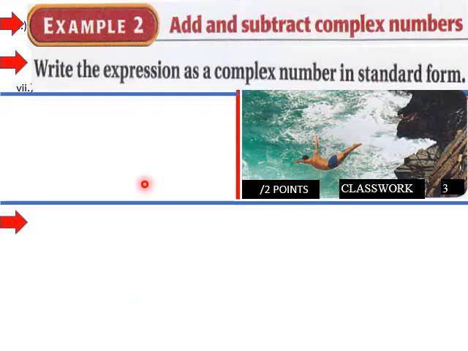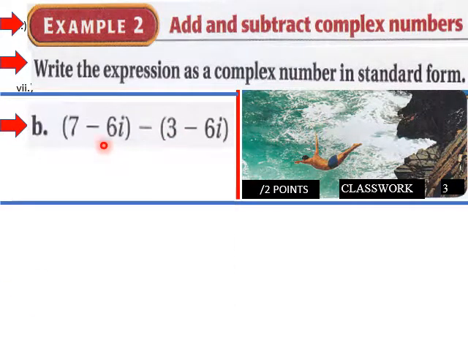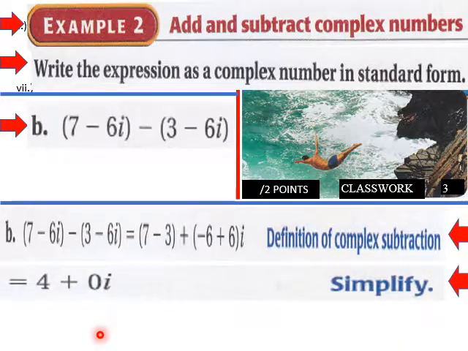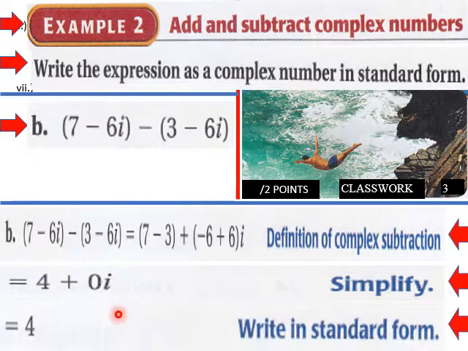So add or subtract complex numbers. We're going to subtract these two complex numbers here. We subtract 7 minus 3, plus -6 minus a -6, to make this a positive 6 times i. And that will come out to 4 plus 0i, or just 4 for this combination of two complex numbers.